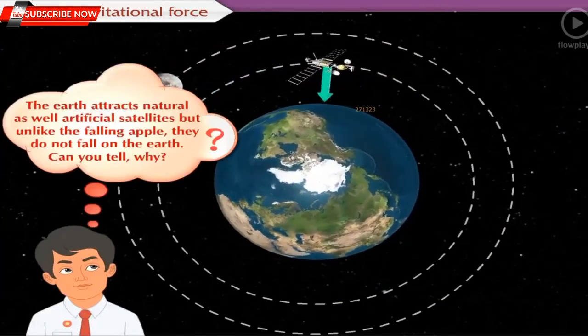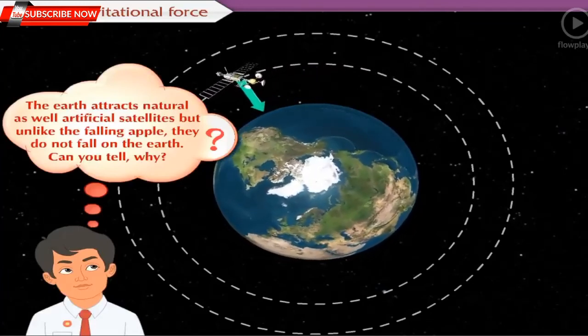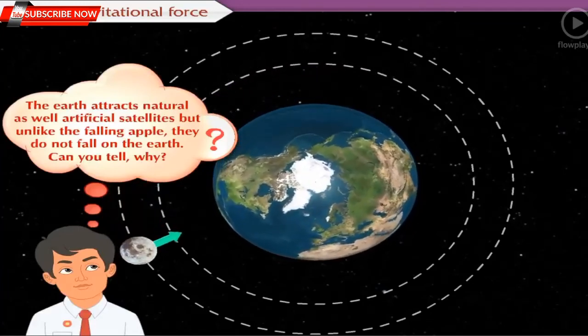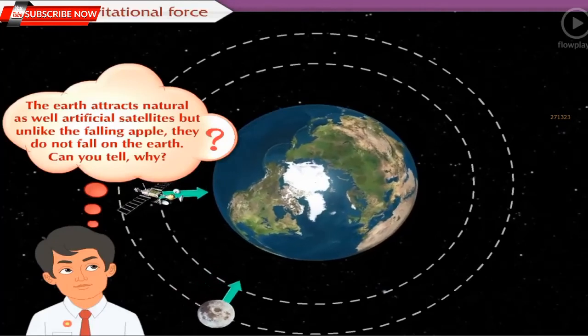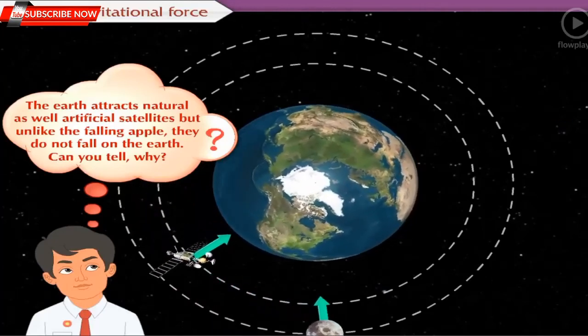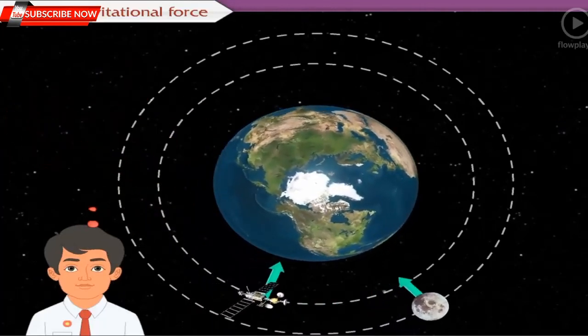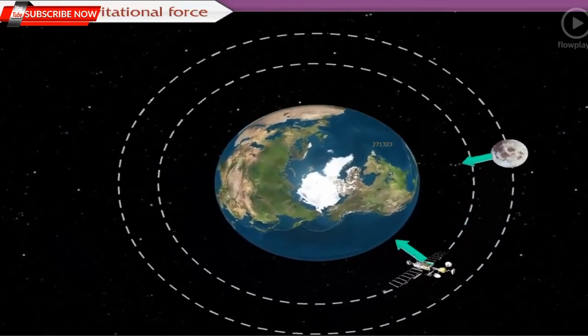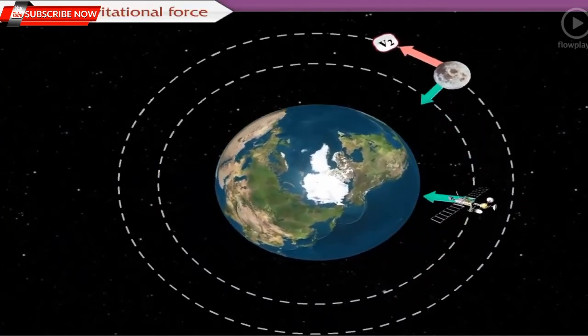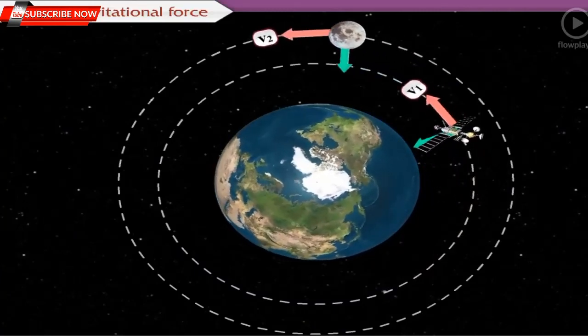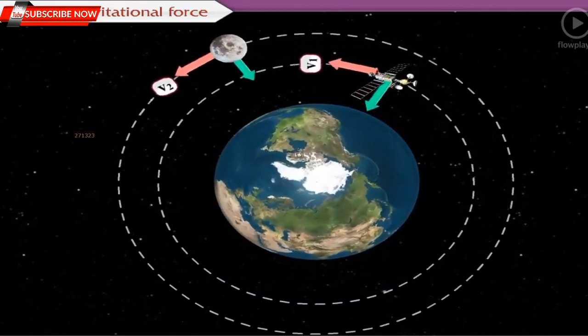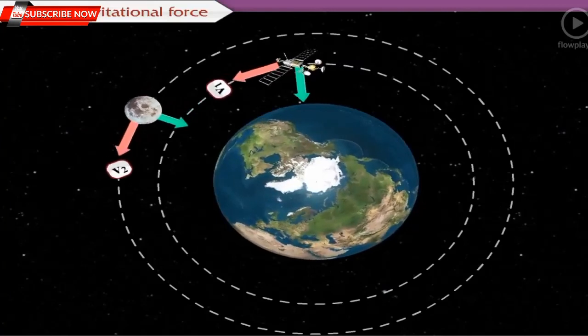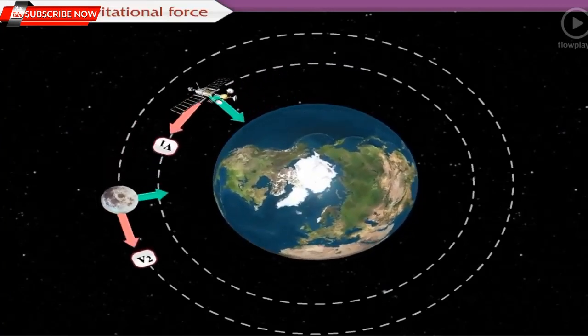The Earth attracts natural as well as artificial satellites, but unlike the falling apple, they do not fall on the Earth. Can you tell why? It is so because of the velocity of the Moon and the satellites along their orbits. If this velocity was not there, they would have fallen on the Earth like the falling apple.